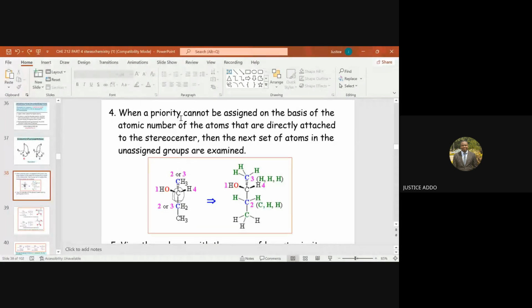Now, again, when a priority cannot be assigned on the basis of the atomic number of the atoms that are directly attached to the stereocenter, then the next set of atoms in the unassigned groups are examined. So now let's look at this one on the screen.